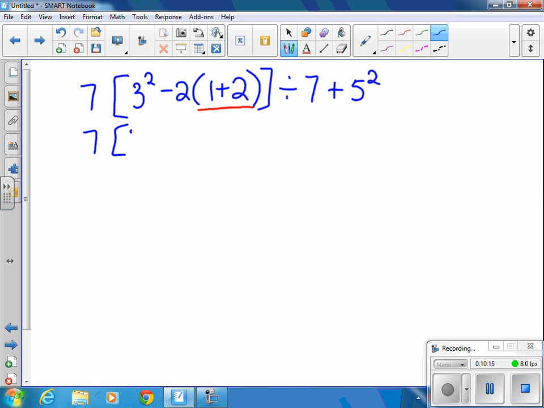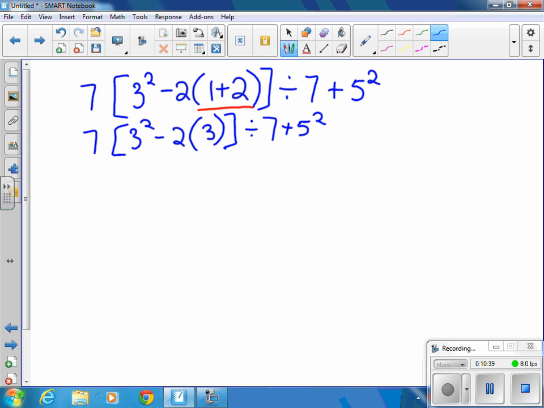So 7 bracket 3 squared minus 2. Now my parentheses are still there because this right here, the 2 outside of the parentheses, is showing me it's actually a multiplication problem. 1 plus 2 is 3. So my parentheses are gone, but now they've changed into a multiplication symbol, so to speak. And I'm going to end my bracket, divided by 7 plus 5 squared.